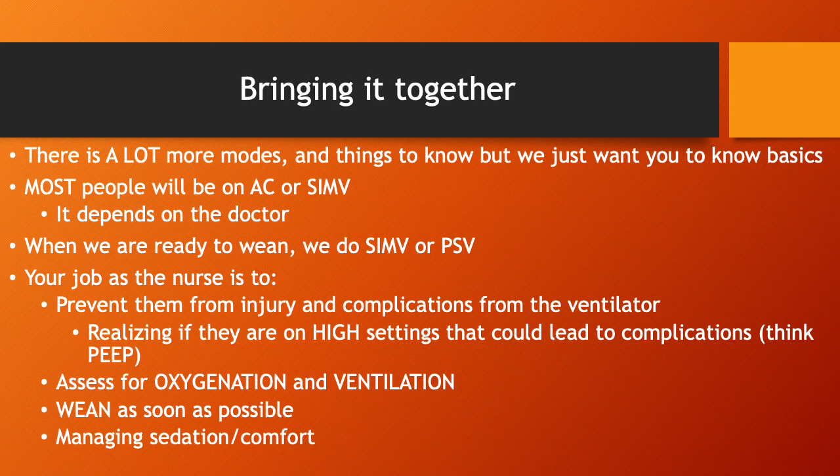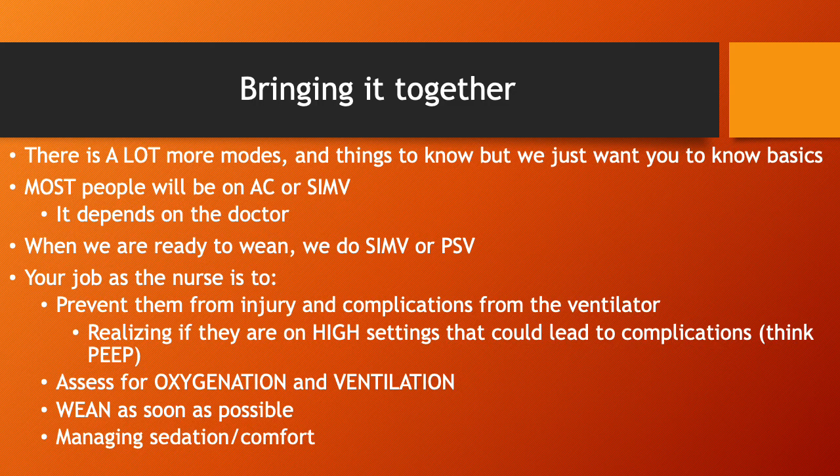Think, if my patient's on a high PEEP, for example, I need to be watching out for hypotension. If my patient's on a high PEEP, I need to be watching out for the possibility of a collapsed lung or some other acute lung injury. So it's just about knowing how we might need to focus in on some of these things. So really it's about knowing what are high settings and what are not high settings.